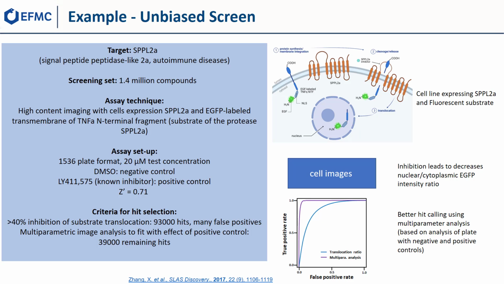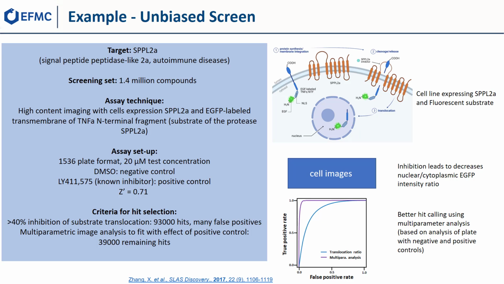So you can monitor the inhibition of SPPL2A by looking at the ratio between nuclear and cytoplasmic EGFP intensity. The assay setup was 1536 plates because of the large number of compounds, 20 micromolar test concentration, using DMSO as a negative control, and a known inhibitor as a positive control. And you see that Z prime was excellent.